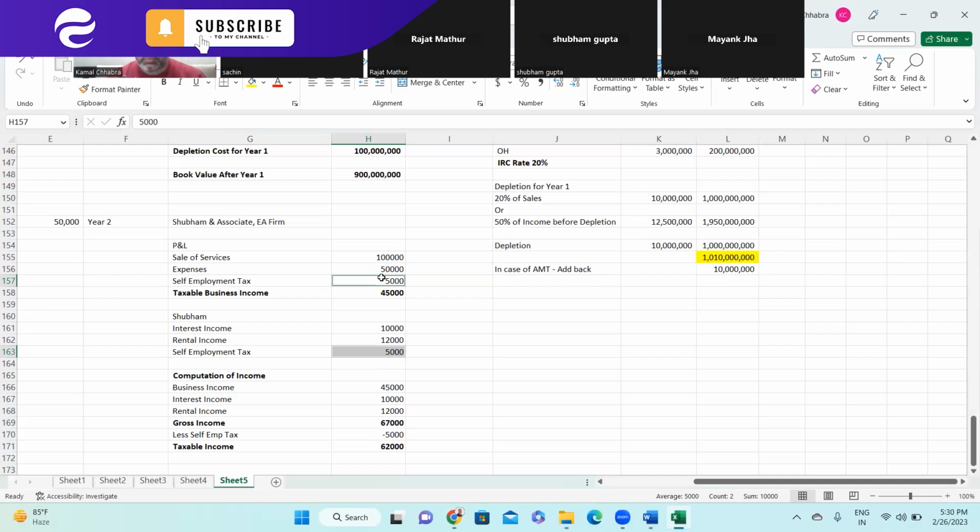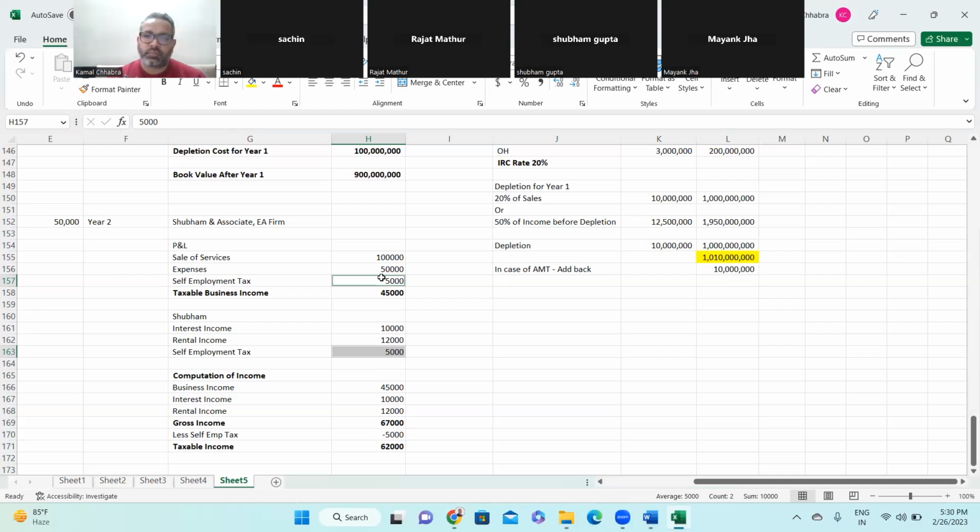Yes, that will be a long-term benefit. Okay sir. So this Shubham and Associates firm is an employer, right? So one tax is paid for the firm and the second is for the employee. Yes, normally in India also, if you see provident fund, employee and employer both contribute equally, and it goes to a long-term employee benefit plan.